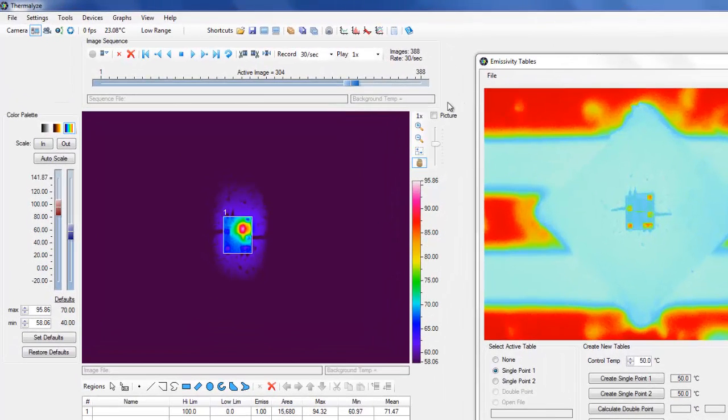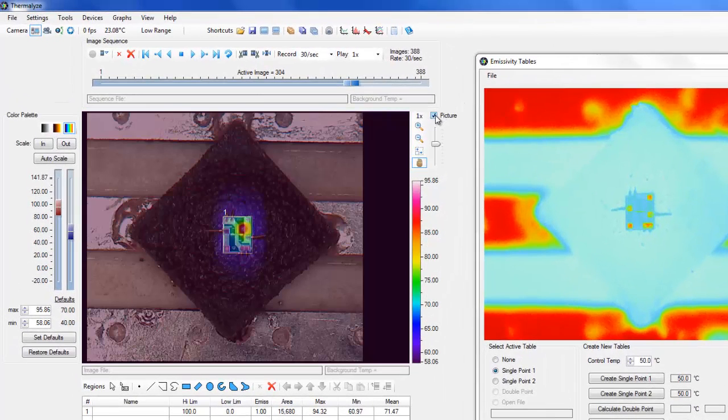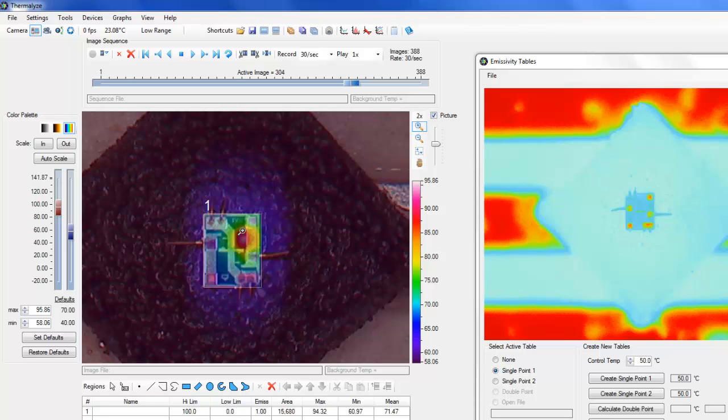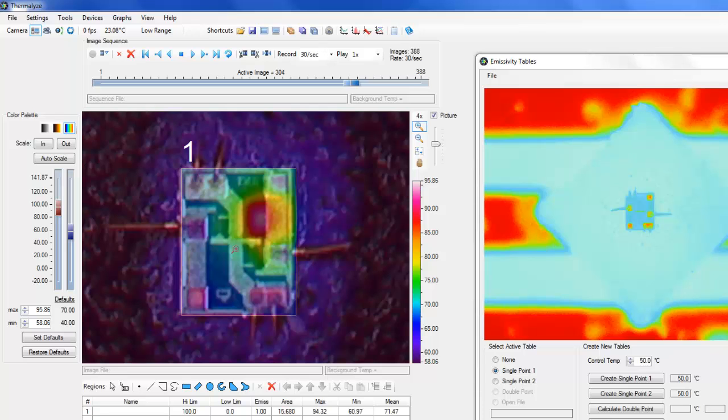To locate the hottest point on the resistor, overlay a picture of the attenuator, zoom in, and adjust the picture transparency.